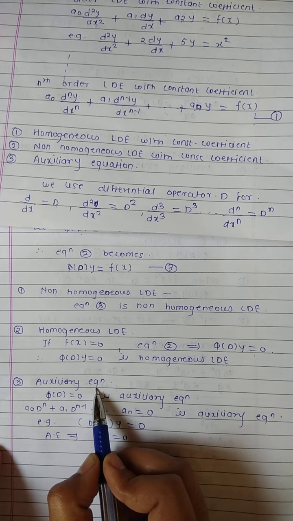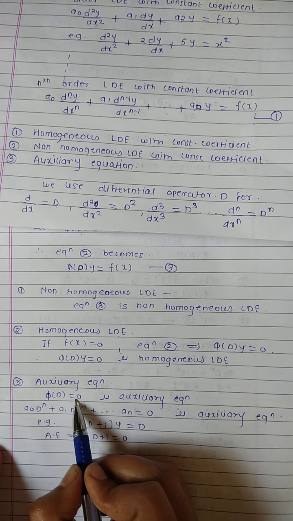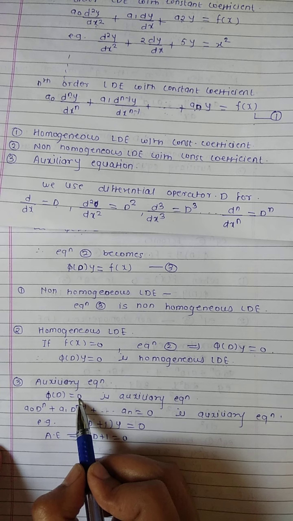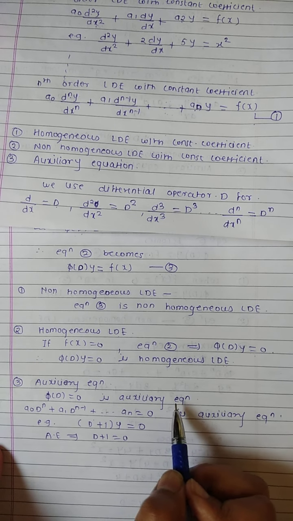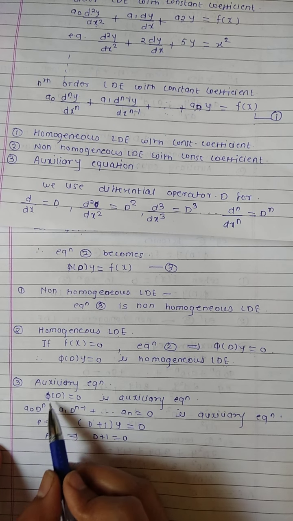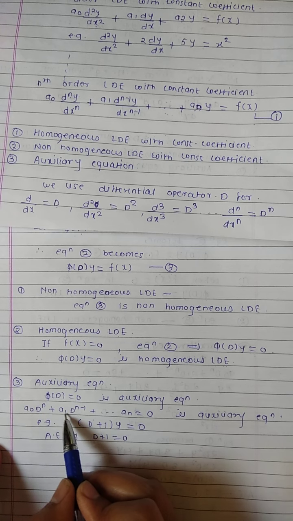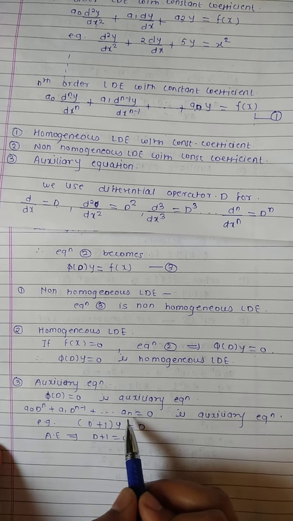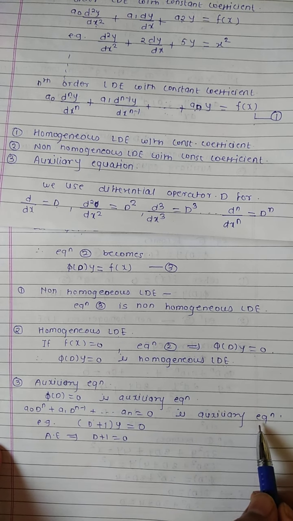Now the next concept, auxiliary equation. What is the auxiliary equation? Phi of D is equal to 0 is the auxiliary equation. Now phi of D, a naught D raised to n plus a1 D raised to n minus 1 plus up to an, is equal to 0 is the auxiliary equation.